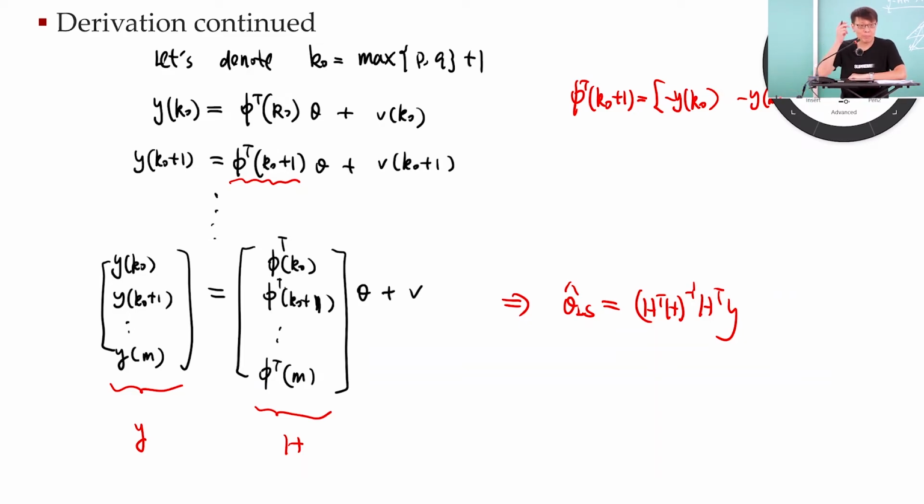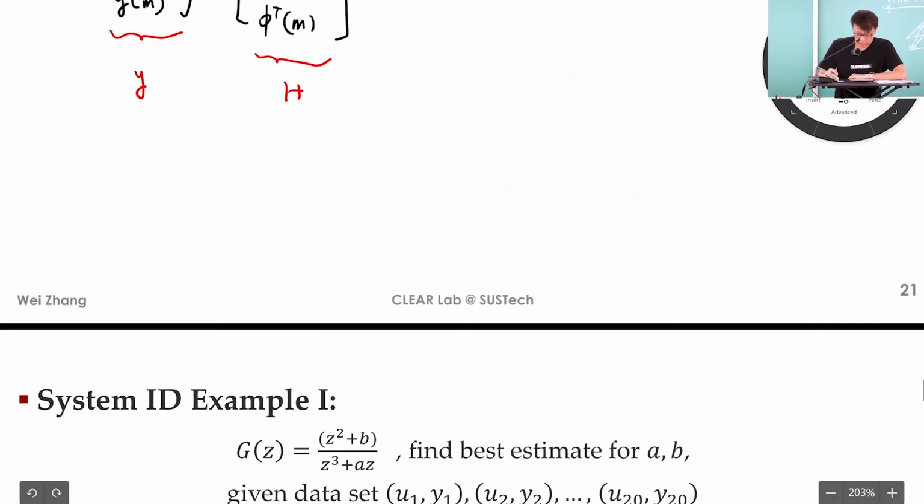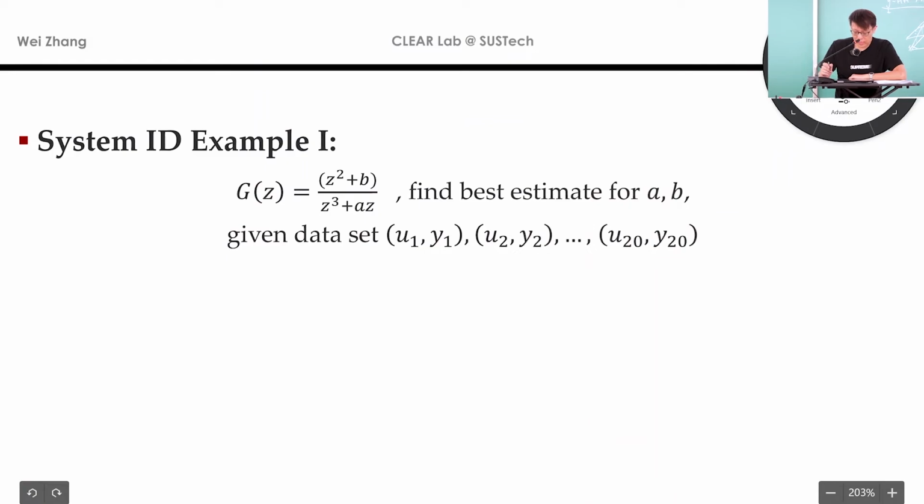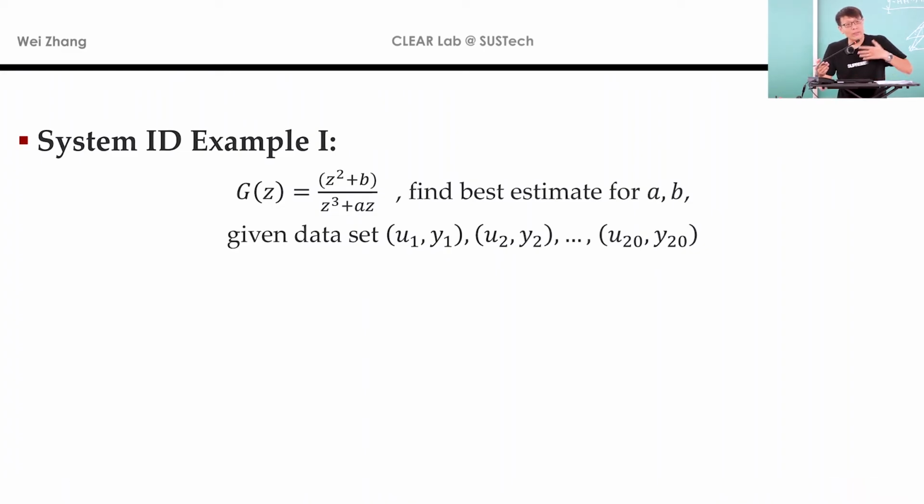Let's look at the example. The example you may see in reality or not, but typically you could. Suppose you have a transfer function. That's why I wanted to review the transfer function last time. We want to build a transfer function, but it involves some unknowns, which are A and B in this case. I want you to find the best estimate for A and B given the 20 data points.